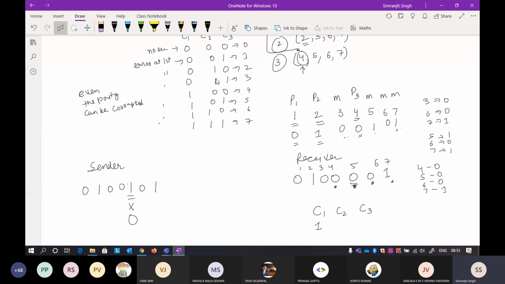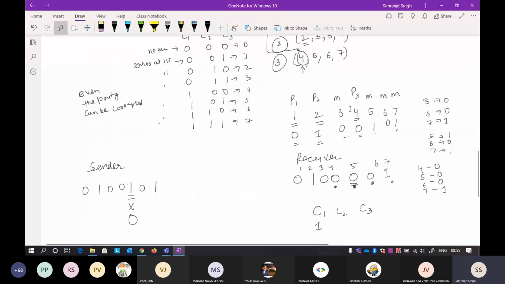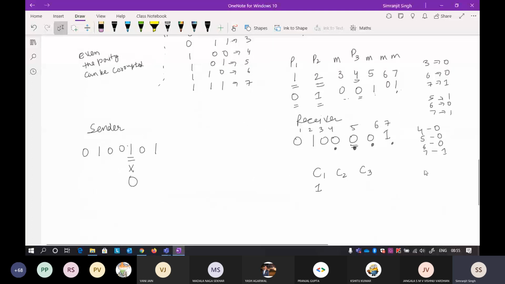What positions do I have to check? This is 2, 3, 6 and 7. It is the same thing. Okay, so check 2, 3, 6 and 7.